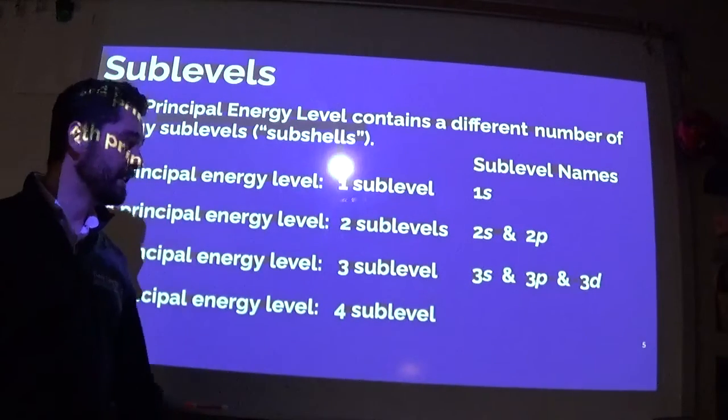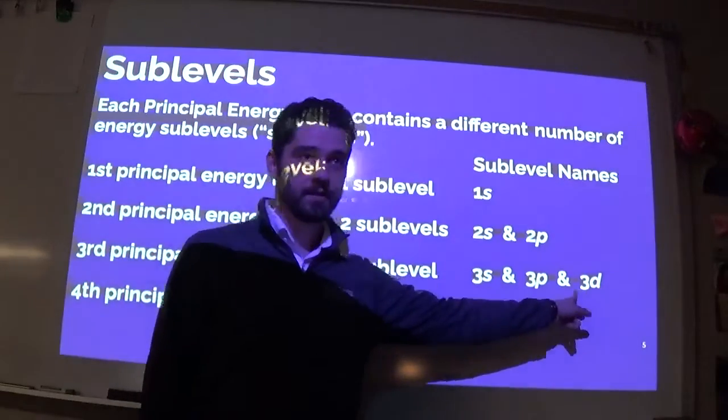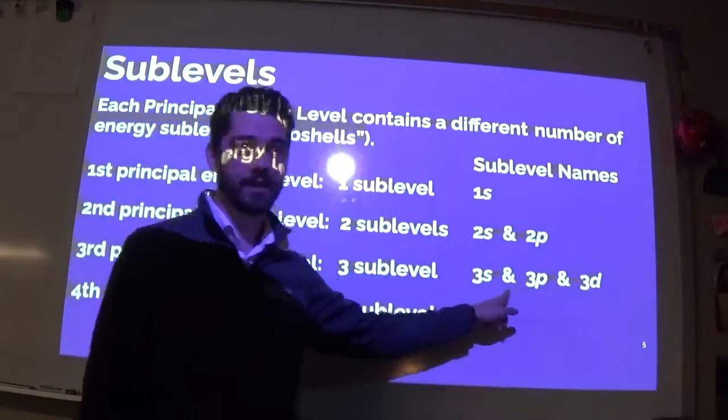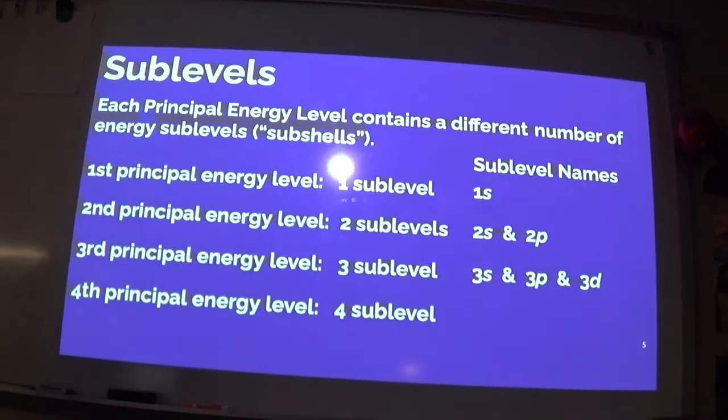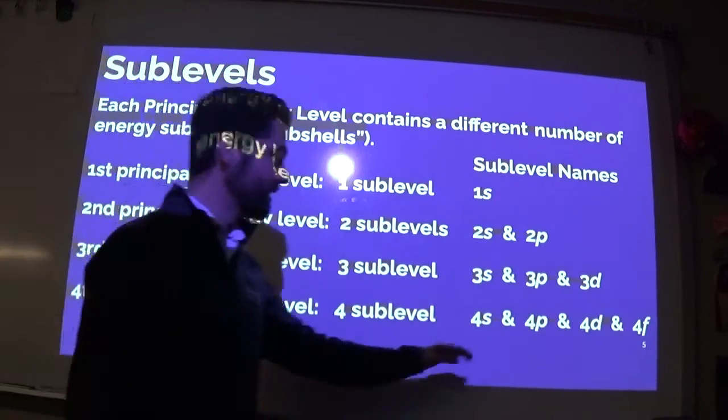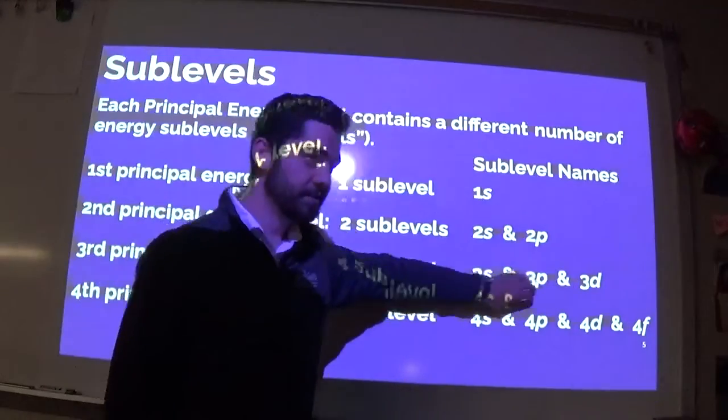3s, 3p, and 3d. These are my 3 sublevels that the electrons can occupy if they're on the 3rd energy level. If I'm on the 4th energy level, I have a 4s, a 4p, and a 4d, but then there's a 4th one. It is F. We have 4s, 4p, 4d, and 4f. These are all the sublevels on each energy level.